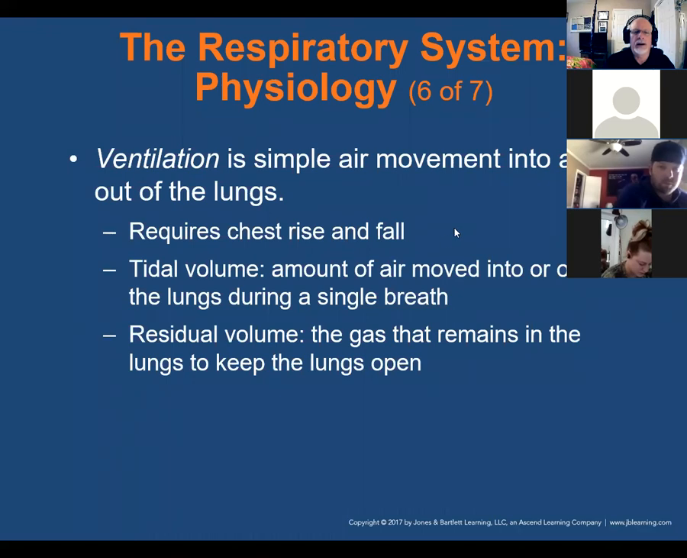Ventilation, air goes in and out, right? Rise and fall of the chest. The amount of air that goes into or out of the lungs in a single breath is tidal volume. Residual volume always stays in the lungs to keep them inflated.